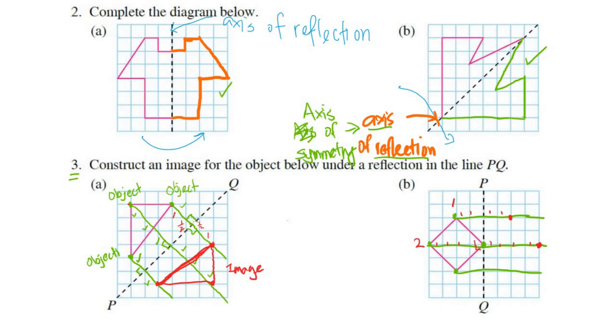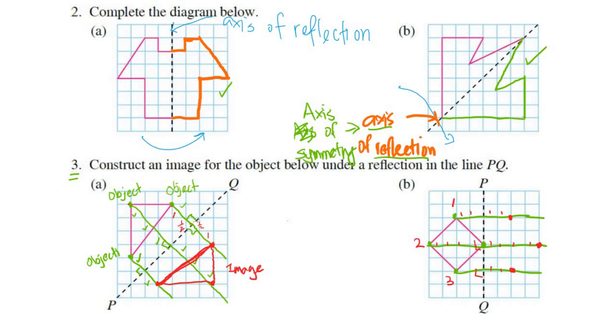Okay, the last one is also the same. The last one here is the third point. So the perpendicular distance between the axis and the object point is 2 unit. So the image will also be the same 2 unit away from the axis of reflection. So I count 1, 2. So this is a point.